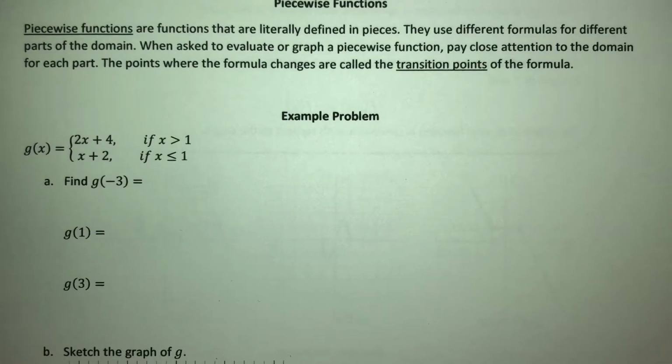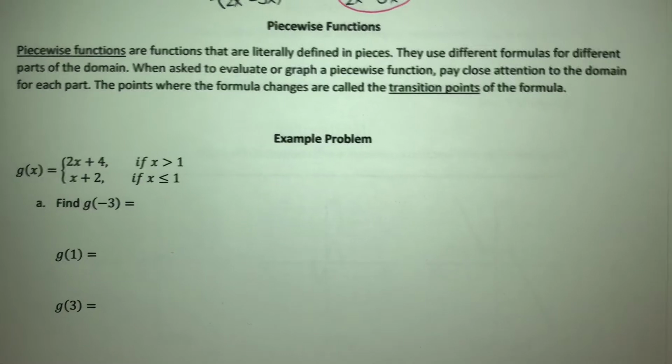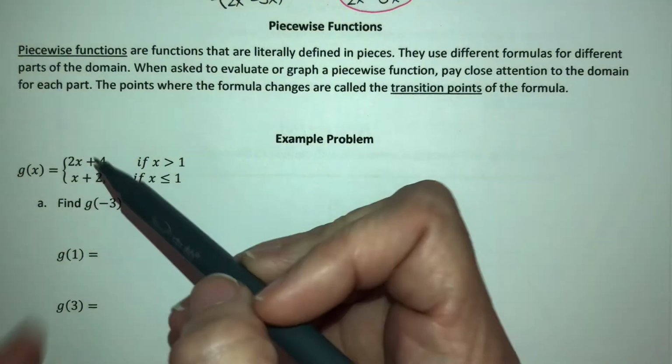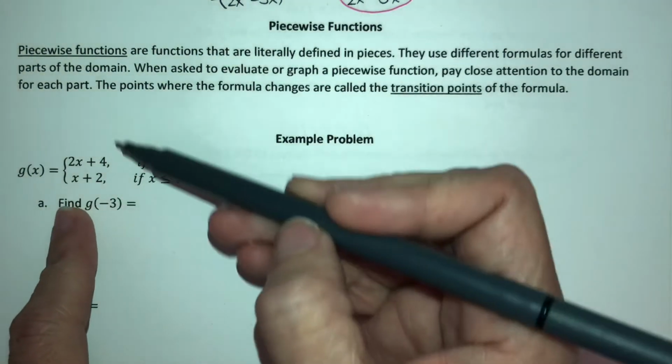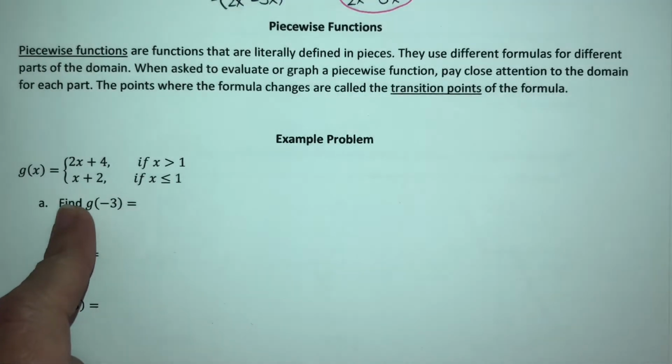This is part 4 of section 1.4. We're now going to talk about piecewise functions. These are functions that are literally defined in pieces. They'll use different formulas for different parts of the domain. And it will look something like this, and you can have several of these, not just two. But to be a piecewise function, there need to be at least two parts.